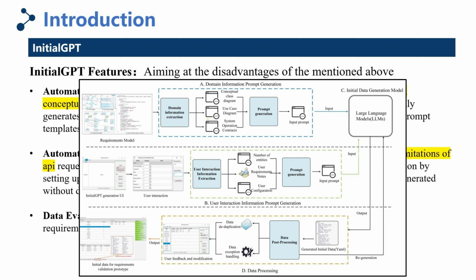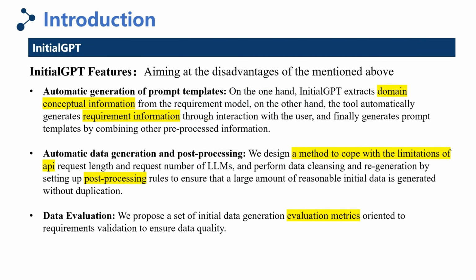The second is automatic data generation and post-processing. We design a method to cope with the limitations of API request length and request number of large language models, and perform data cleansing and regeneration by setting up post-processing rules to ensure that a large amount of reasonable initial data is generated without duplication.